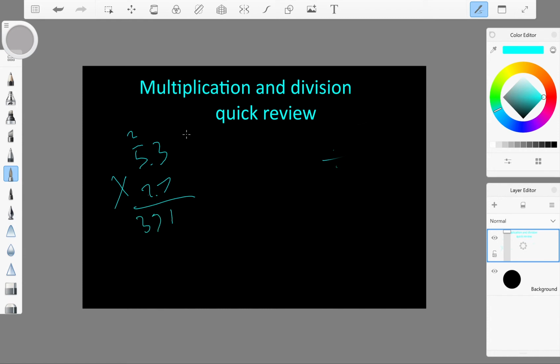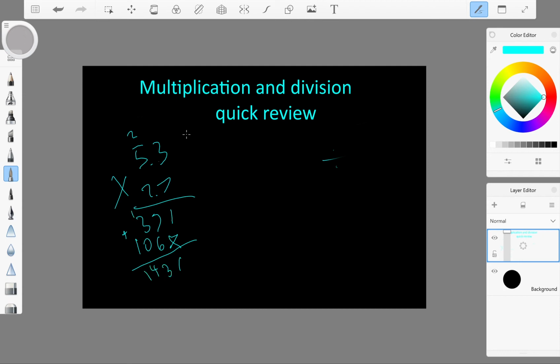Now when you're multiplying by the 2, you really want to put an X here, because it's basically like a 10, so you're saving that spot. So you do 2 times 3, which is 6. You do 2 times 5, which is 10. And then you add these together just like you usually would with multiplication.